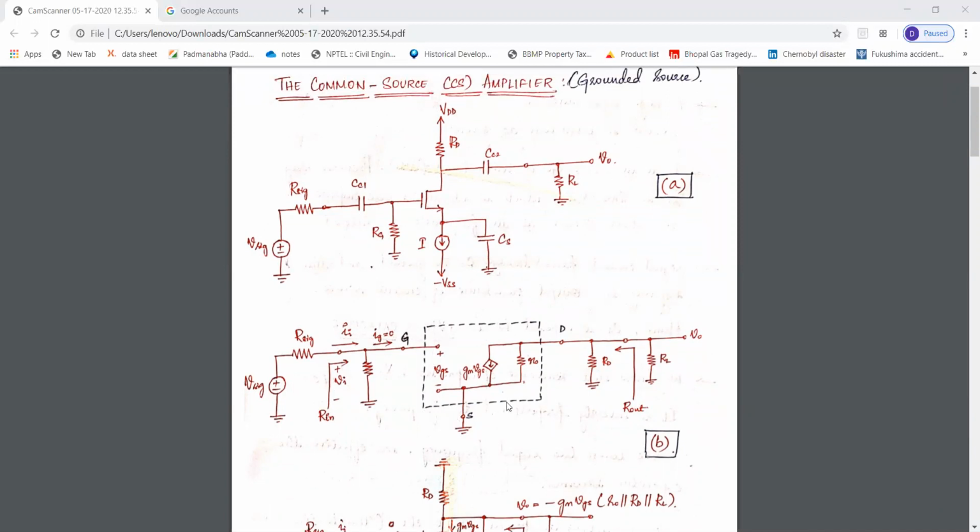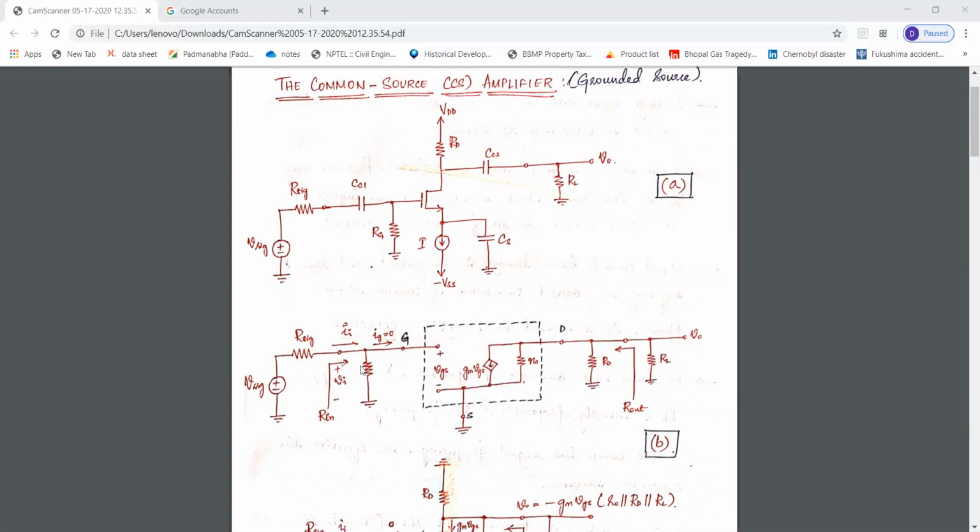And here this is the internal block diagram of the MOSFET. You can see here VGS, this VGS is portrayed here, and this gm times VGS is the current source, and this r0 is the output resistance of the MOSFET, and RD we have written here, and RL is over here.